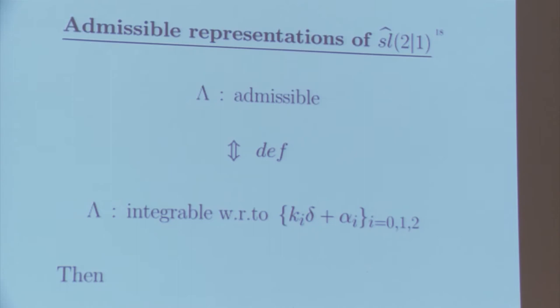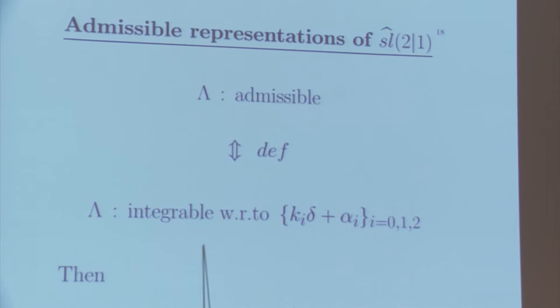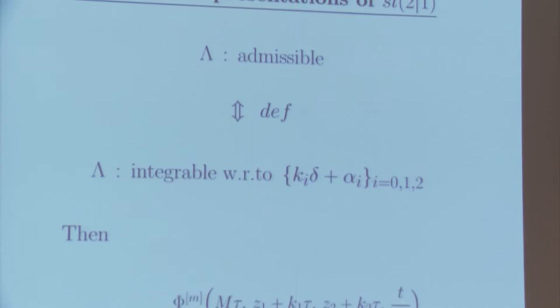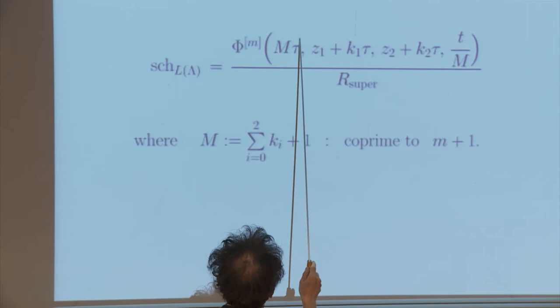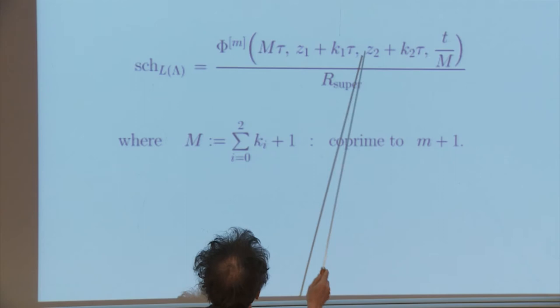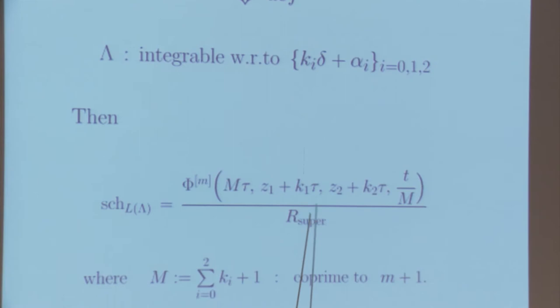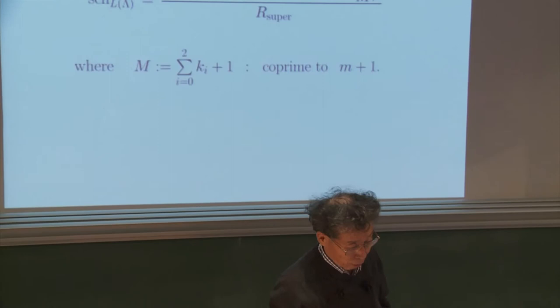So it is a maximal subroot system, so integrable with respect. Then the super character of this highest weight module is the character formula. Super character is tau replaced by m tau. And z1, z2 is just z1 plus k1 tau, z2 plus k2 tau. So this is also our conjectural character formula for admissible modules.